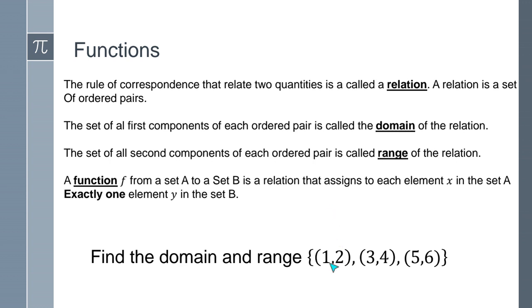So in other words, if you look at all your first components, so in this case 1, 3, and 5, the question you want to ask yourself is, does 1 go to exactly one element in the range? So in this case 1 goes to 2, and if you notice over here there's no more 1 going anywhere else. And then 3 goes to 4 and 5 goes to 6. So that would make this a function.